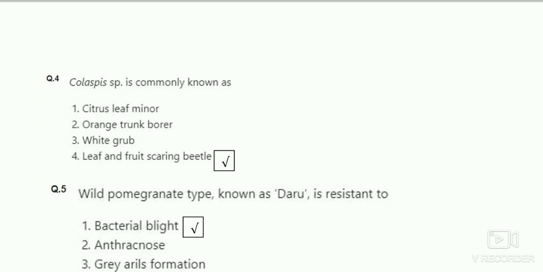Coming to the next question, question number 4: Collapsis species is known as, a scientific name of an insect, that is the leaf and fruit scarring beetle. The fourth option is right. Wild pomegranate type known as Daru is resistant to, so the right answer is bacterial blight.